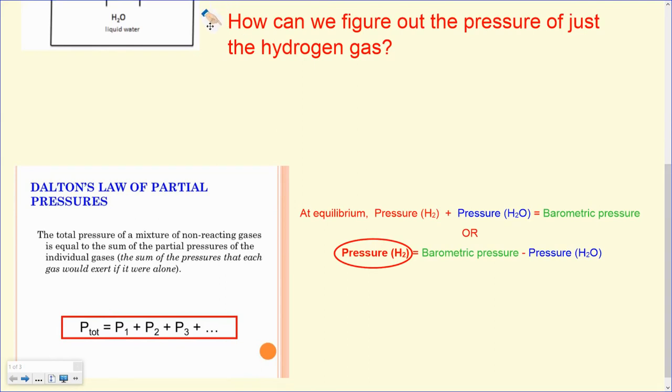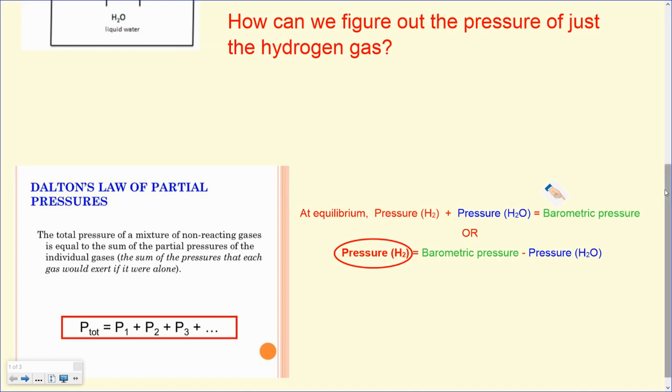It's not a terribly complicated law. It basically states that for a mixture of non-reacting gases, in this case we have water vapor and hydrogen, the sum of the partial pressures of the individual gases is equal to the total pressure. So basically, all it's telling us is the total pressure of the gas in the eudiometer is equal to the pressure of, in this case, we could have P1 be hydrogen and P2 would be water vapor.